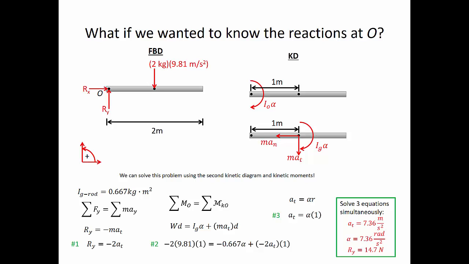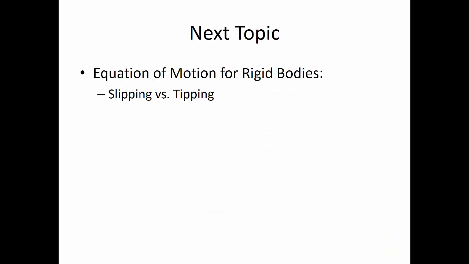We assume that this started from rest, which means that our initial velocity is 0, meaning that our normal acceleration would also be 0. Summing forces in the x direction means that the reaction at O in the x direction would be 0. Our next topic is the equation of motion for rigid bodies, slipping versus tipping.